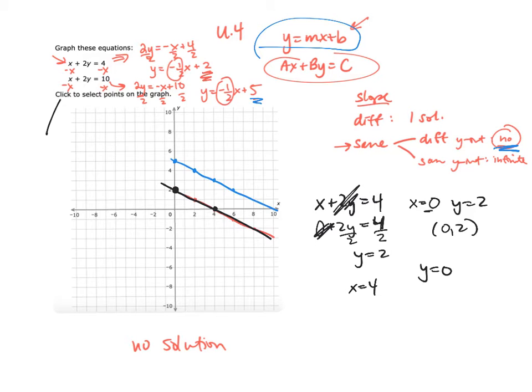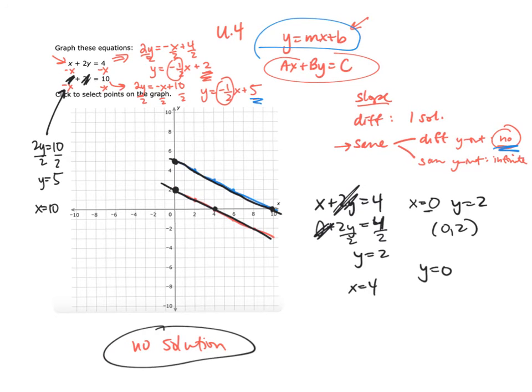And then do the same thing for this one. Plug in x equals 0, that knocks out the x, so 2y equals 10. Divide by 2, y is 5 here. And then plug in y equals 0, that knocks that out, so x equals 10. And so that is that point there, and then you can connect the dots, and you can see that they never touch. So the answer is no solution. So two different ways to do that standard form.